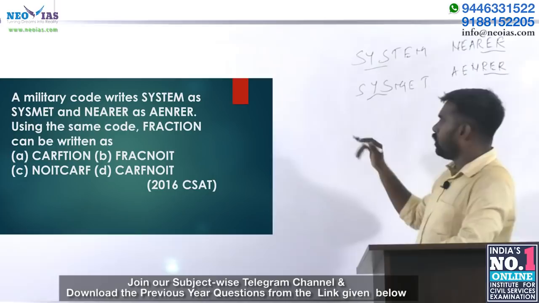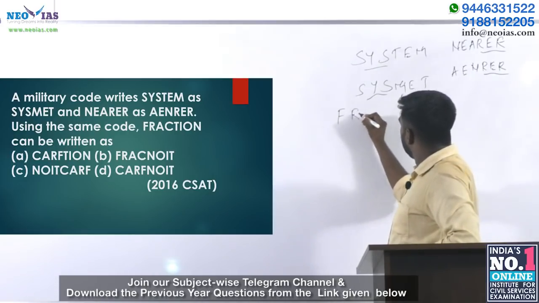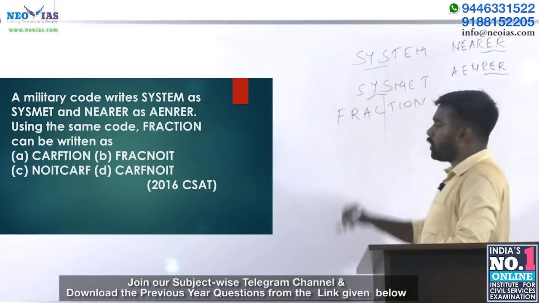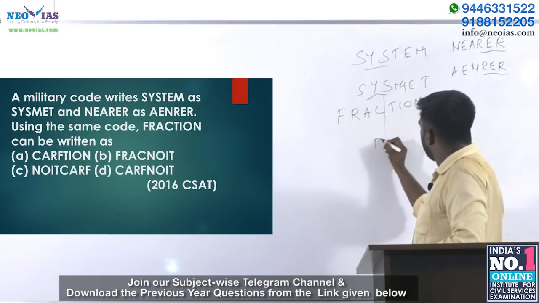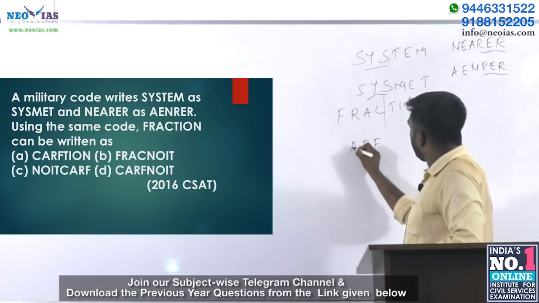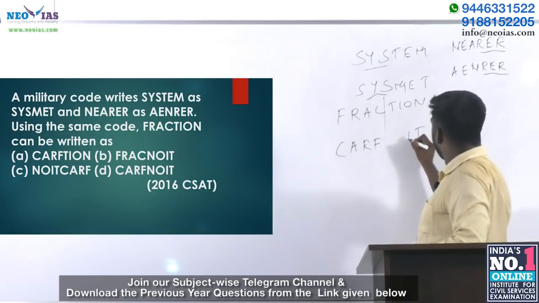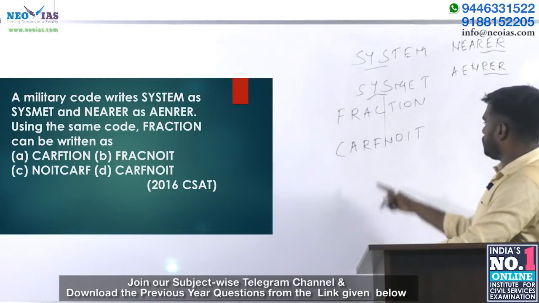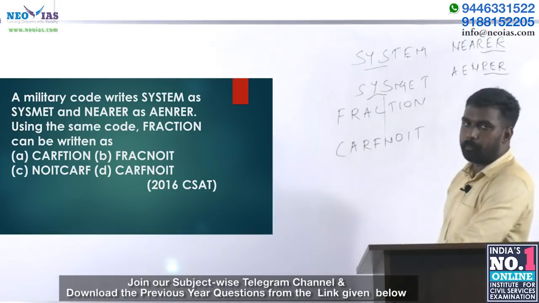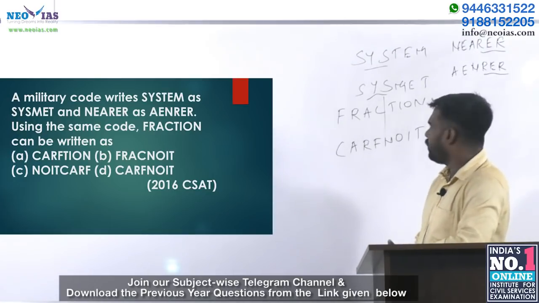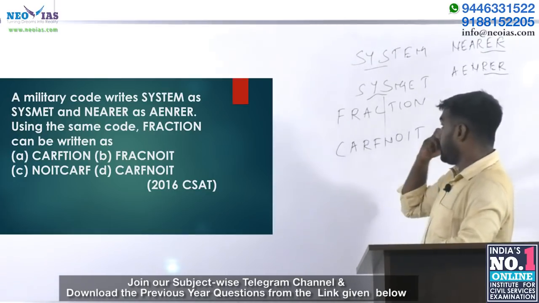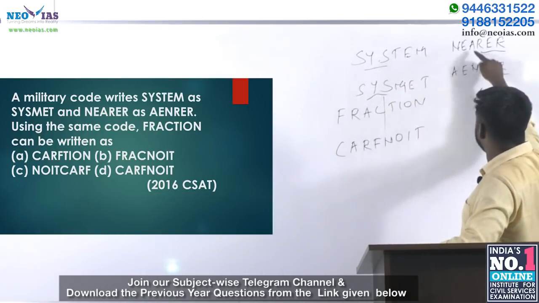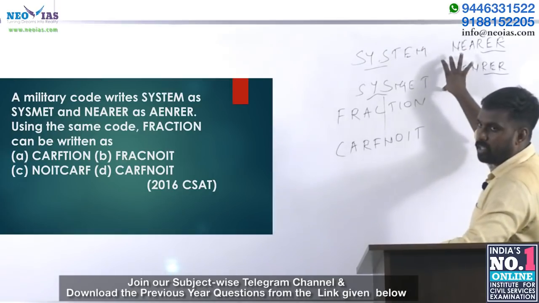So using the same code, fraction can be very easily written. This is the midpoint, right? So we are reversing from here, FRAC, and here TION. So option D, CARFNOIT is the answer, isn't it? Very easy, right? But the thing is that here you may get some confusion whether it is reversing or not. Here also you will get some confusion. That is how they are making those codes.